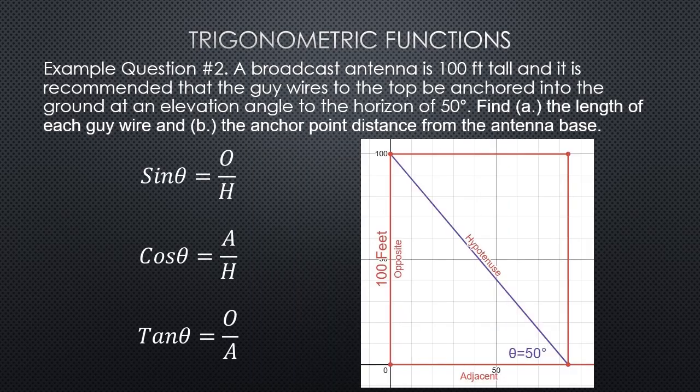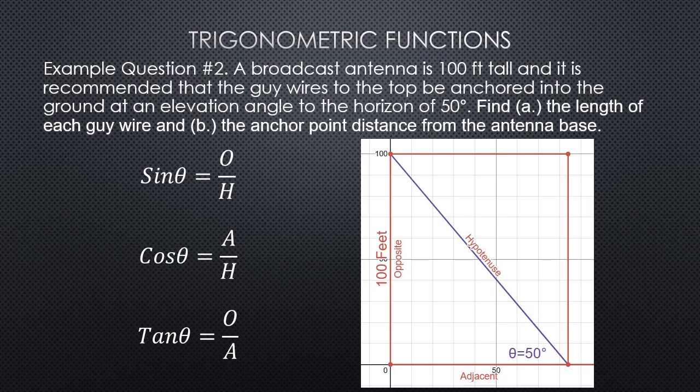All right, so we're going to start off with our drawing. Draw in our knowns. We know that the height of the antenna is 100 feet tall. We know that the angle that we're looking for is 50 degrees up to the horizon. And so the guy wire length is going to be the hypotenuse.